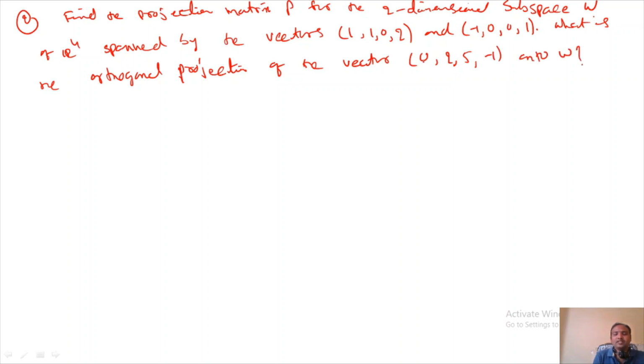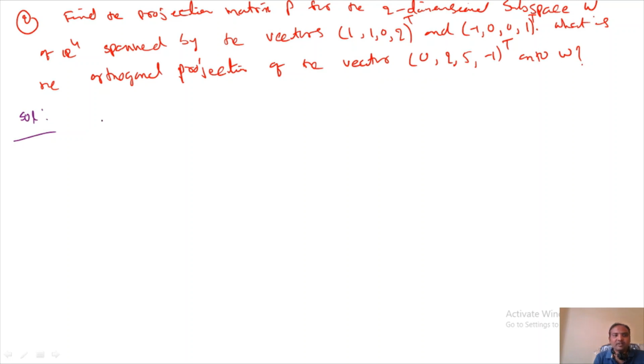This is the problem. Whether or not transpose is given, we have to consider the column vector. Sometimes transpose may be mentioned, sometimes not. That's the column vector. Now we have to find that projection. We have to find a projection matrix. It's a two-dimensional subspace, spanned by two vectors.